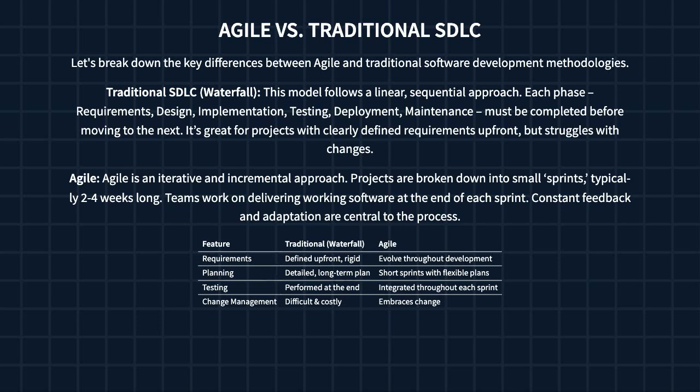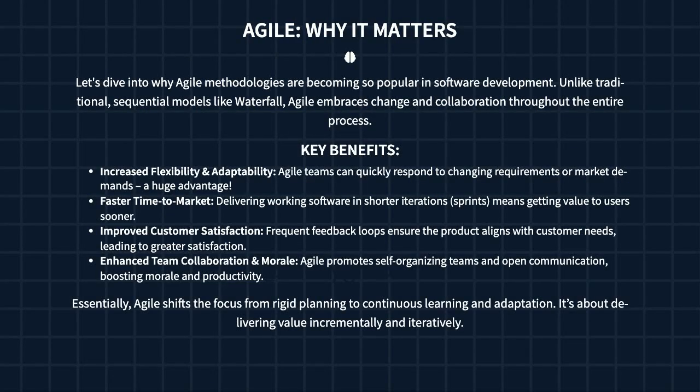Agile is much more flexible. Instead of one big plan, we work in short cycles called sprints, like building a room at a time, getting feedback after each one, and adjusting as we go. It's all about adapting to changes and delivering value continuously. Okay, let's talk about why Agile is such a big deal in software development.